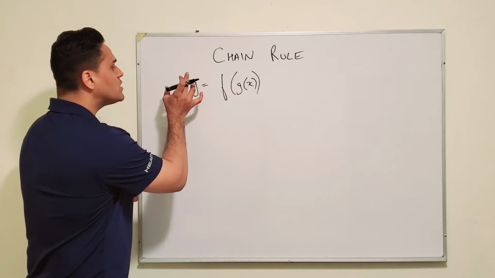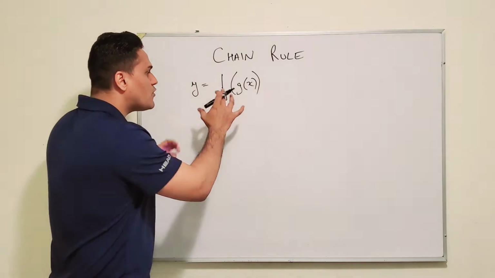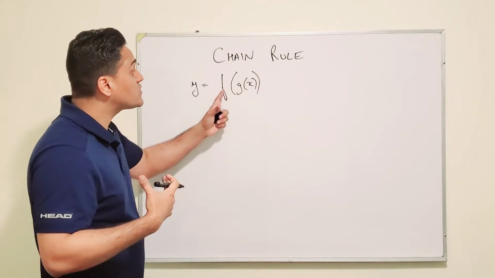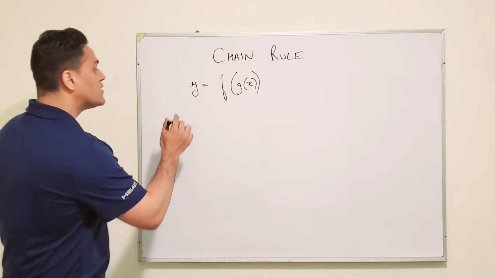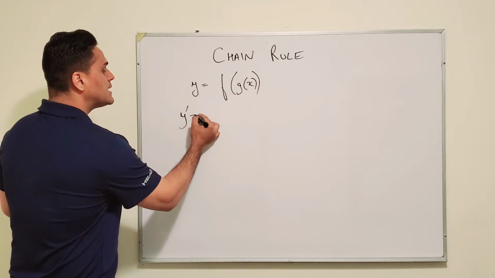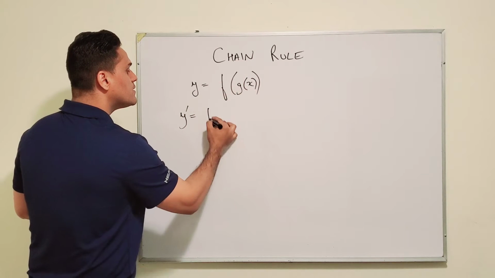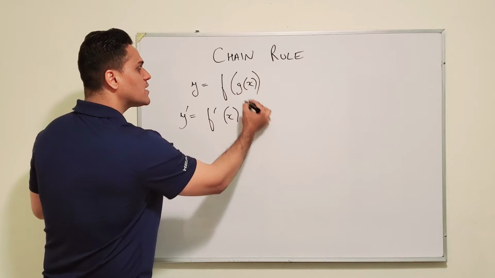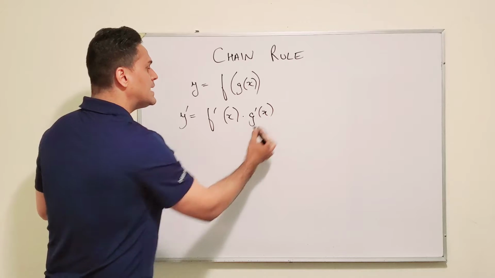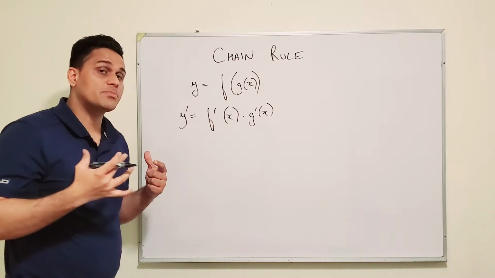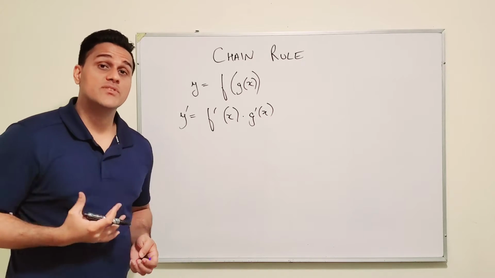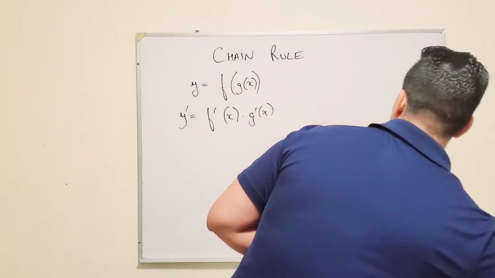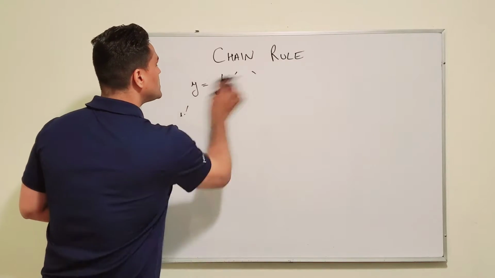So let's say we have an equation y is f of g of x, okay? Y is made up of a function f, which is further made up of g of x. So our derivative is just going to be the derivative of f times the derivative of the inside, okay? I know at this point it probably doesn't make much sense, but when we do a few examples, it's going to sink in. So let's get into the examples, folks.